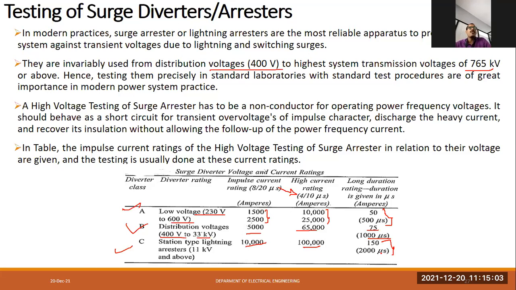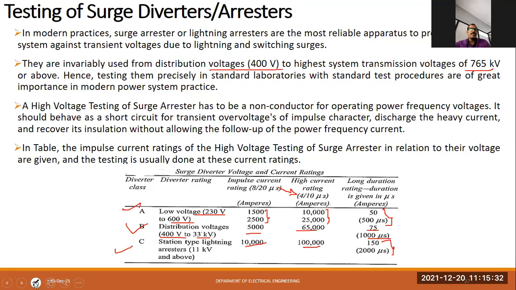Okay, so this is all about the surge diverter voltage and current rating. And at that moment we can understand that whatever lightning surges or surge strokes there will be, at that time the current for the impulse is high and of long duration. If suppose any surge stroke remains for 1 minute or for 150 to 2000 microseconds, how its current will change is explained here.